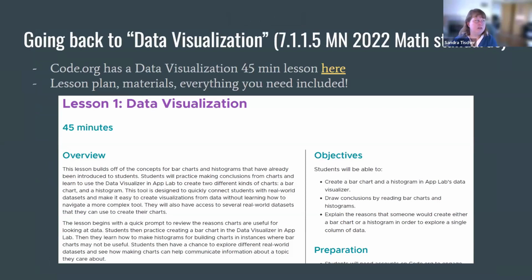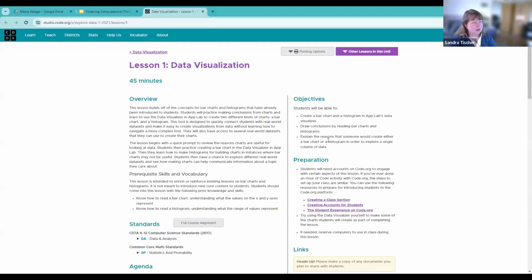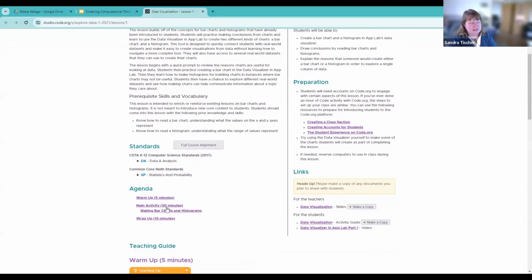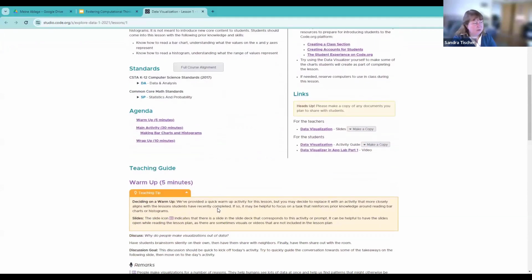If you want to look into data visualization, that's my trigger word for today. Also from the new math standards, there's a 45-minute lesson on code.org, Code Studio, where students are also pretty good at giving instructions. If you click the link on this one, it's all in the App Lab. There's this course alignment. The main activity is making bar charts and histograms.